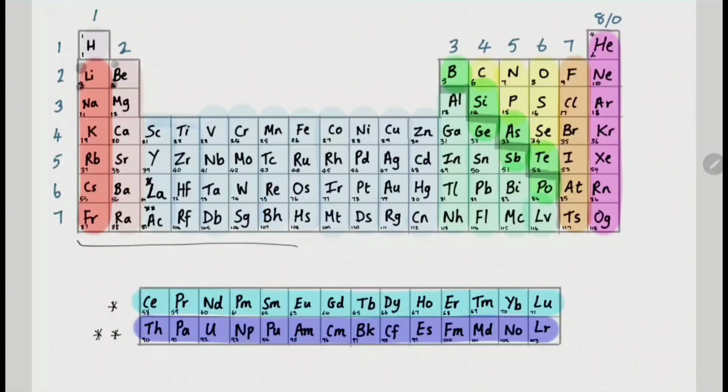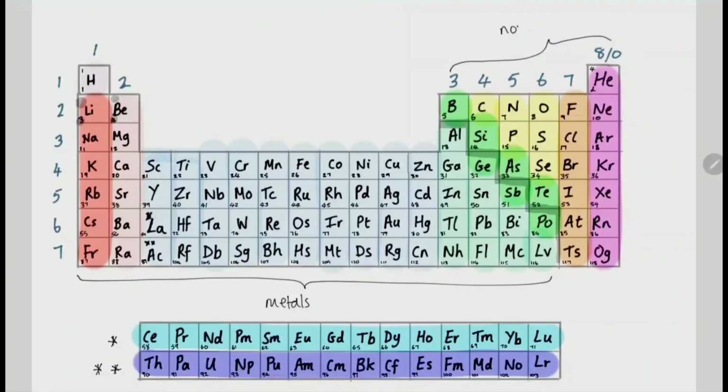Now, all the elements to the left of this are classed as metals, and that includes the bottom two rows as well. And to the right of this structure, they're classed as non-metals. So that's group 8, group 7. So most of the elements in the periodic table are metals. Now, the metals have similar properties, and one is that metals, like group 1 here, and group 2, and the middle block here known as the transition elements, will lose electrons to form positively charged ions known as cations.